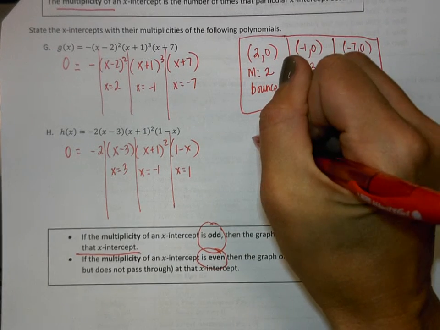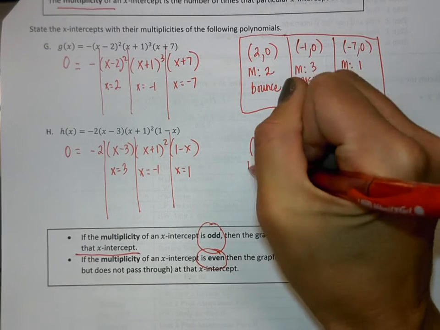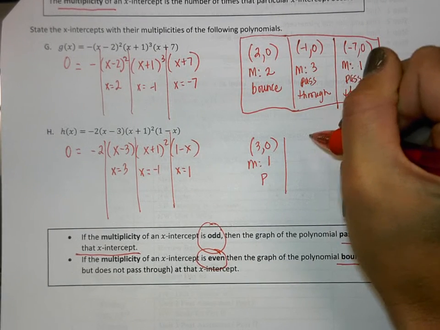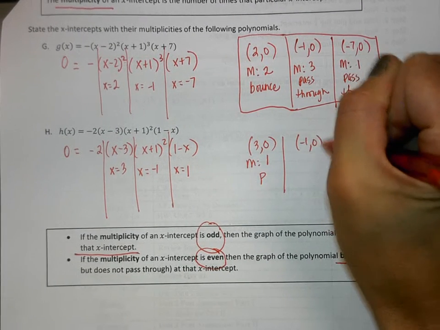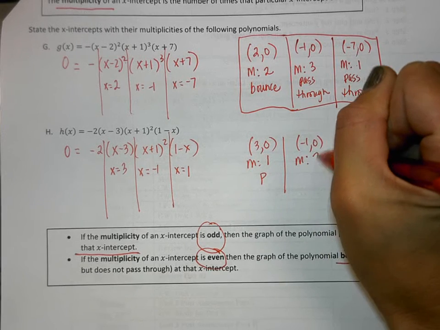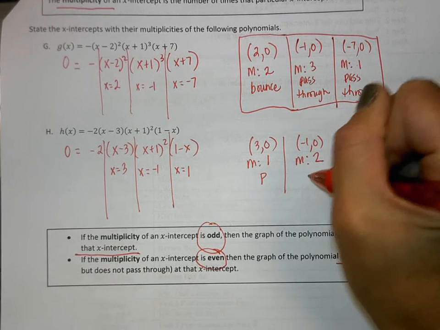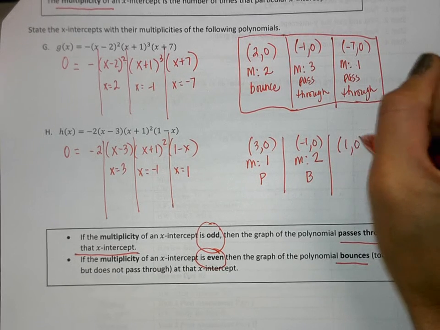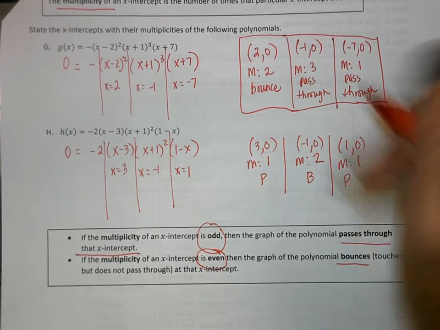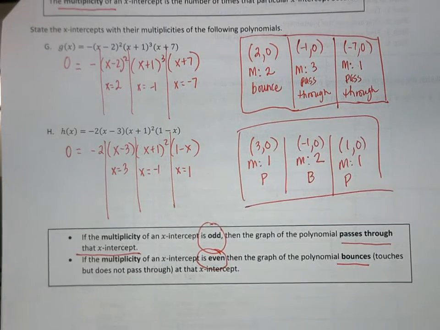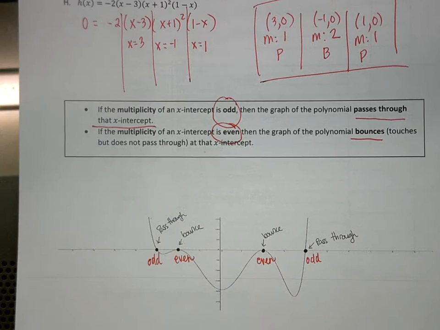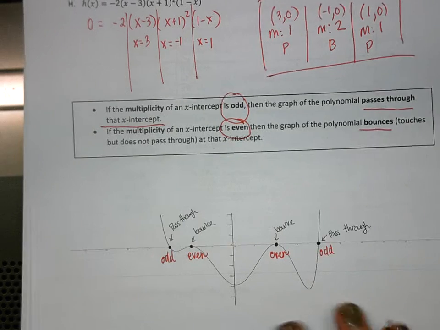So I have 3, 0, multiplicity of 1, which means it passes through. Okay, next one is -1, 0. This one has a multiplicity of 2, and that means that it's going to bounce. And then the third one is 1, 0. It has a multiplicity of 1, which means it passes through. Okay? And then we understand the difference down here again of what it means to bounce or pass through. Correct? Okay. So now for everything together, we have 2 examples.